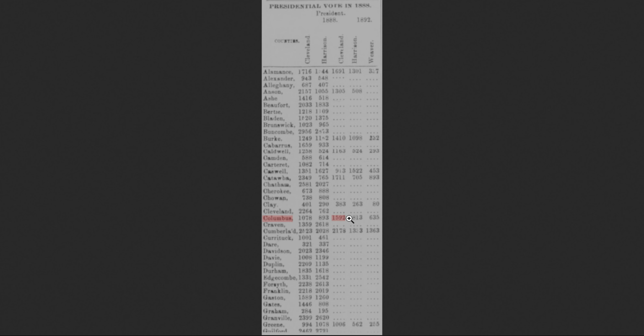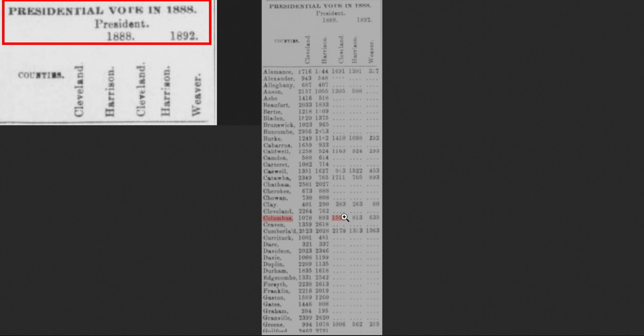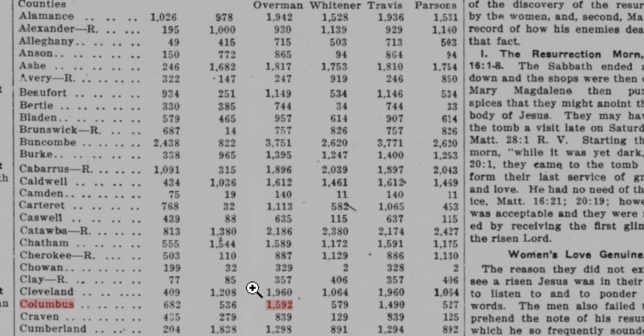Columbus, 1592. Now you might be thinking, that just looks exactly the same as the other one, but believe it or not, it's actually different. You can see this is the official returns of the vote for United States Senator and Corporation Commissioner. U.S. Overman, Columbus 1592. What are the chances? And you can see that Cleveland does not have the same numbers, because if we just look back at that image, we can see Cleveland's numbers here, 1960, 1064, or 1960, 1061.